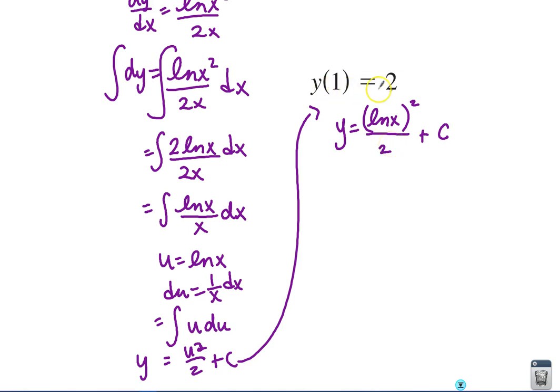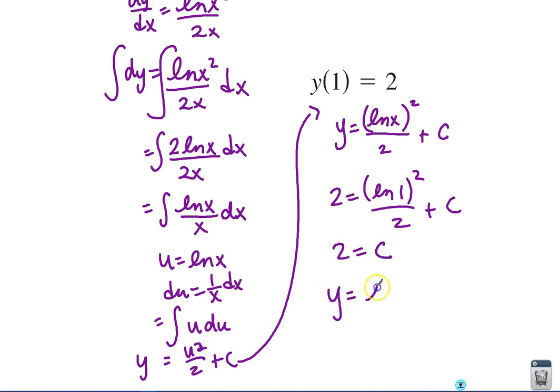So I'm going to plug in my initial condition. 2 is equal to the natural log of 1 squared over 2 plus c. Natural log of 1 we know is 0, so that works out to 2 equals c. So then y is equal to the natural log of x squared over 2 plus 2. Boom, done. That is the particular solution to the differential equation up at the top with this specific initial condition. If I had a different initial condition, it'd be different.